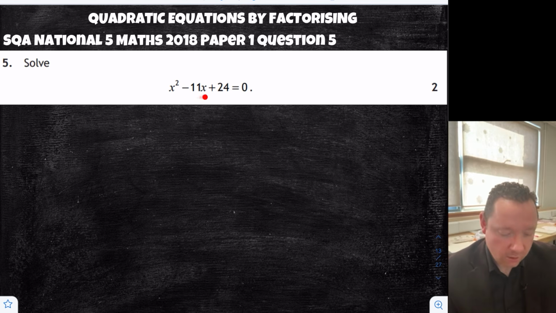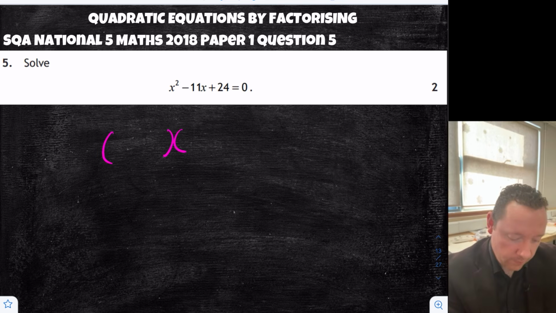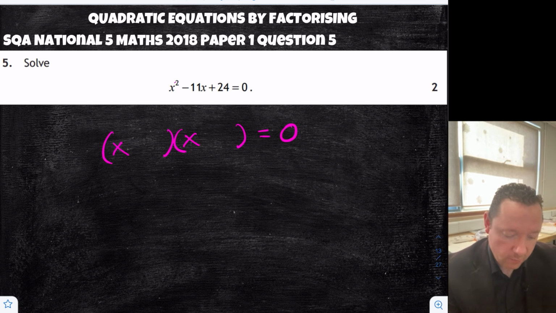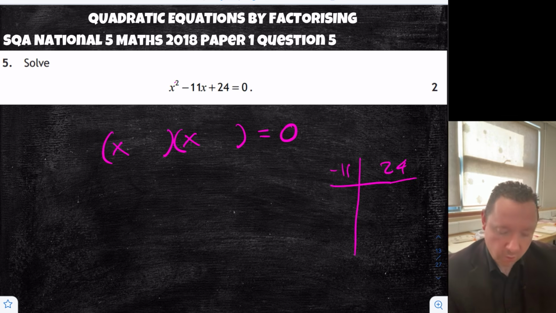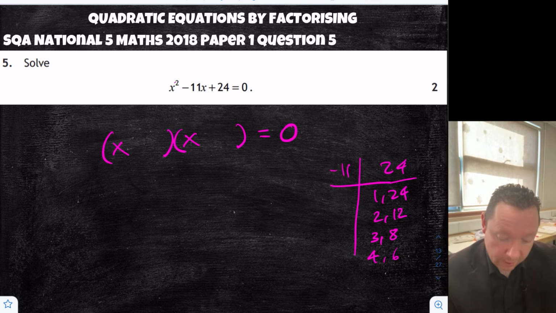Looking for a common factor, there's no common factor, so straight away it is double brackets. And this is quite a simple one. If it's just an x squared, I can write x and x straight away. To get my other numbers, I'm looking for two numbers that multiply to make 24, but add to make -11. So at the side, what you could do is write -11 and 24. Writing down all the factor pairs of 24, so 1 times 24, 2 times 12, 3 times 8, 4 times 6, and then I'm done.